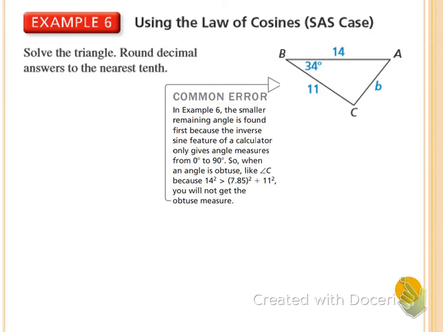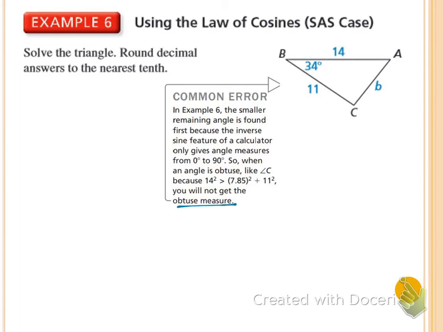So when an angle is obtuse, like angle C, because 14 squared is greater than 7.8 squared, it's using the Pythagorean theorem, if you remember, to decide what kind of triangle it is. But you could also just line up a piece of paper and see what a right angle looks like, and it's more than a right angle. So you won't get the correct angle measure if you found this angle first. You've got to find the acute angle first, and then subtract from 180. So that's a special rule here.